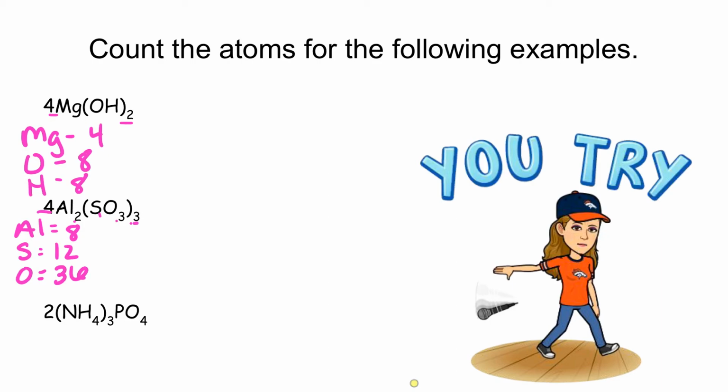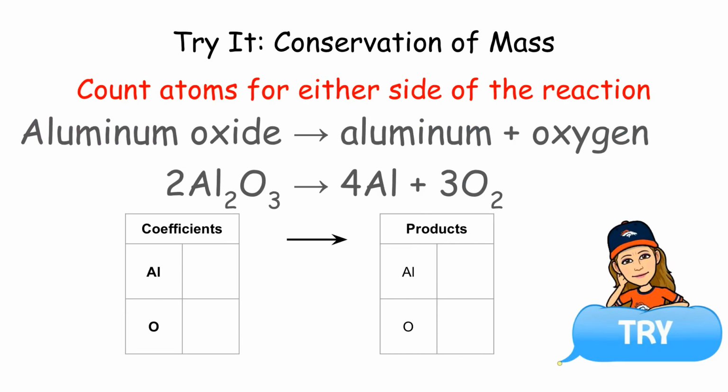In this last example, we have N, which is, we have 3 and 1, which is 3, times the 2 out front, 6. Then we have hydrogen. 3 times 4 is 12, times the 2 out front is 24. P, we have 1 P, but times the 2 out front is 2. And for oxygen, we have 4 times 2, which is 8. So you try it. Count the atoms for either side of this reaction.